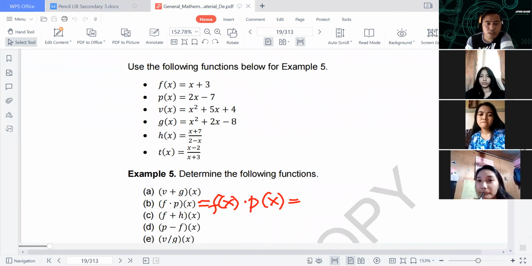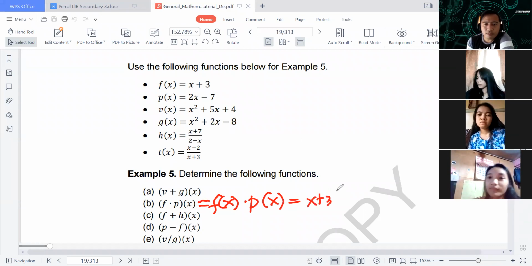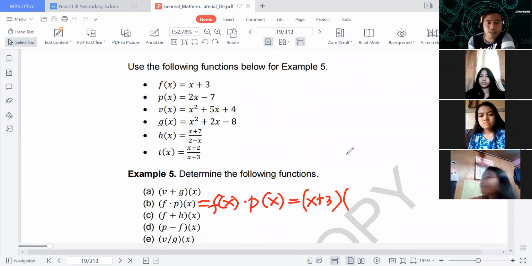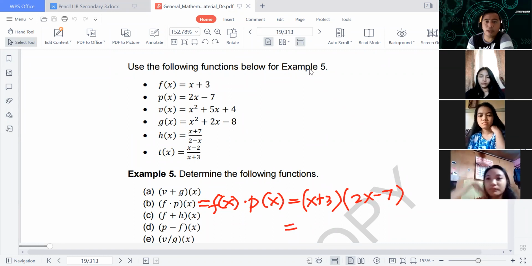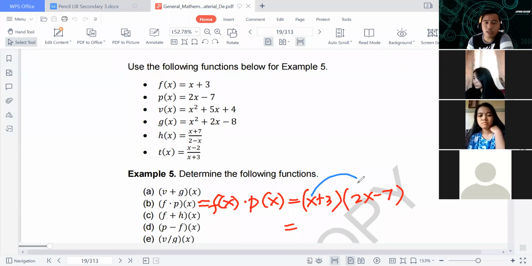Okay. So your f of x is defined by x plus 3, right? Times your p of x. Your p of x is 2x minus 7, right? Your f of x is x plus 3. Your p of x is 2x minus 7. Clear? Then after that, you will perform it. You will just multiply it. So you distribute it here, going there.